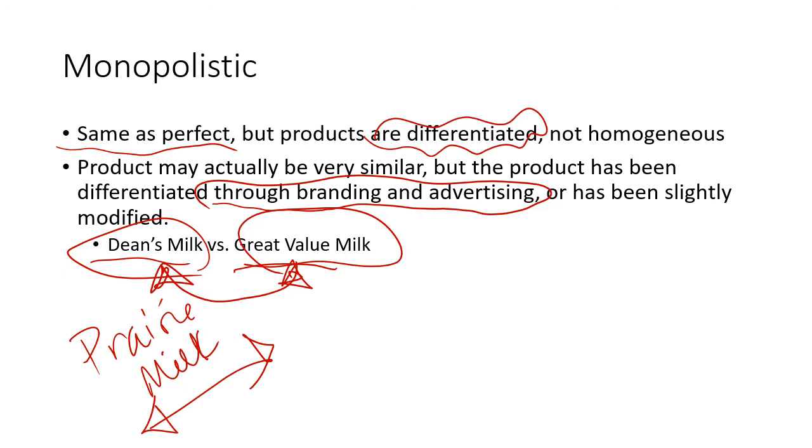So monopolistic is where the products are very, very similar, but somehow the businesses have differentiated themselves. It might be through advertising, or they may have added some small change to the product.